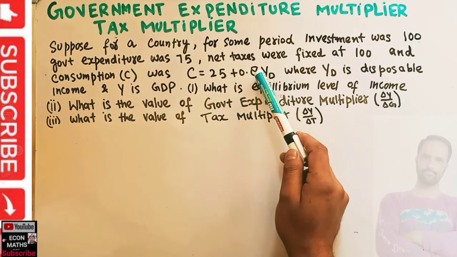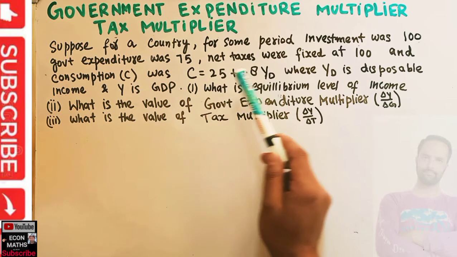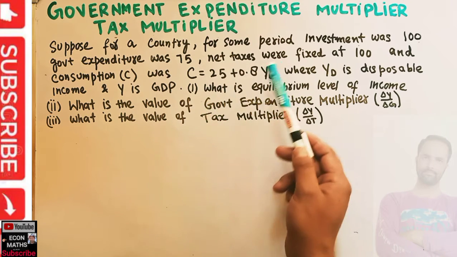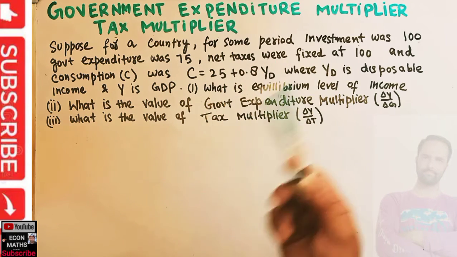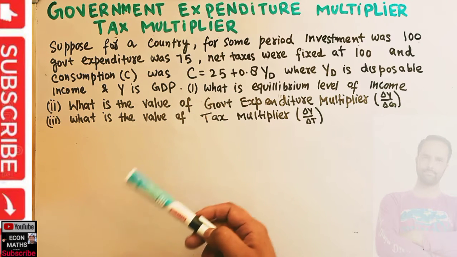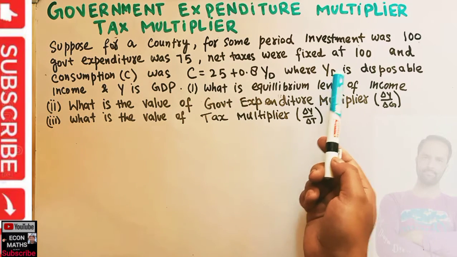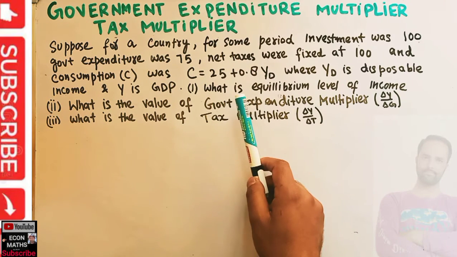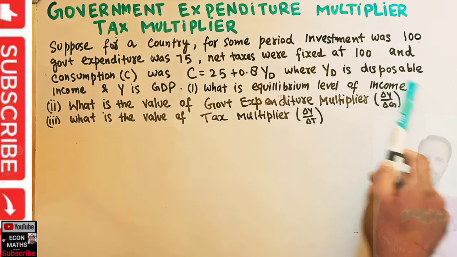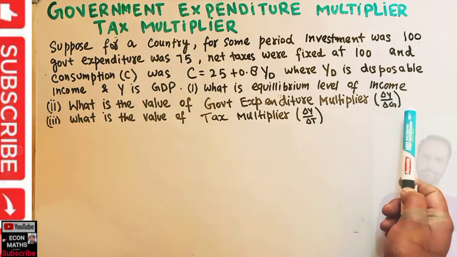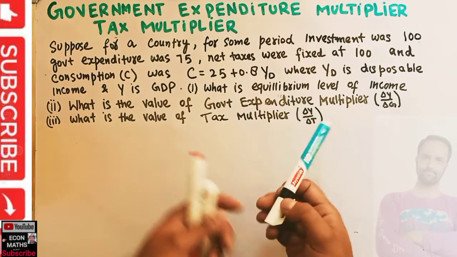This 0.8 is actually our marginal propensity to consume, and this 25 shows that part of consumption that does not depend upon the level of income. We can also say this is the autonomous consumption, where Y subscript d denotes the disposable income and Y is our GDP. We have to find out the equilibrium level of income first, then the value of government expenditure multiplier, what we call del Y upon del G, and also the value of tax multiplier.